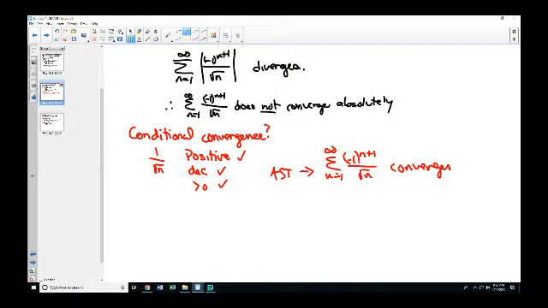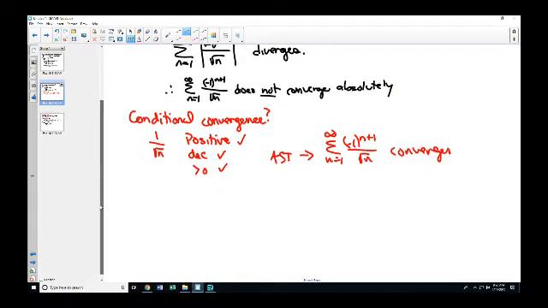Look at the sequence, it meets the conditions. If it's an alternating series, it converges. Okay, so does this converge absolutely or conditionally? Conditionally. Okay, so we have that it converges but does not converge absolutely. That is conditional convergence.